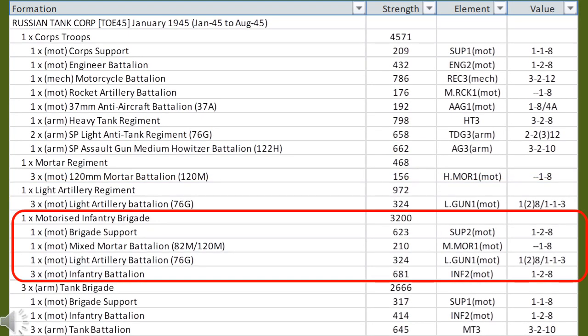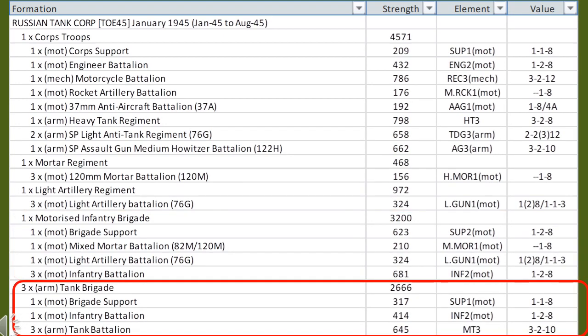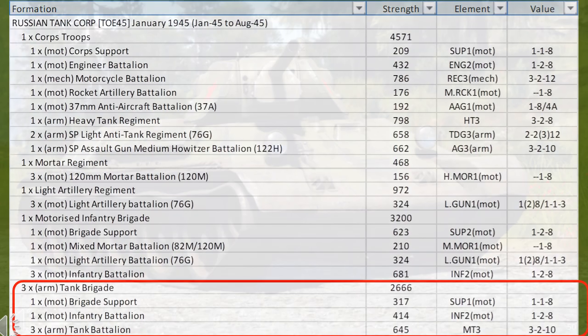There were no changes to the Motor Infantry Brigade, nor were there any changes to the Mortar Regiment. In 1945, the tank brigades were beginning to receive the T-34-85 in significant numbers, which did beef up the strength of the tank battalion significantly. The infantry battalions continued to suffer manpower shortages and continued to shrink.